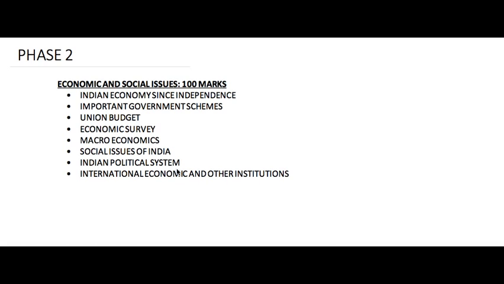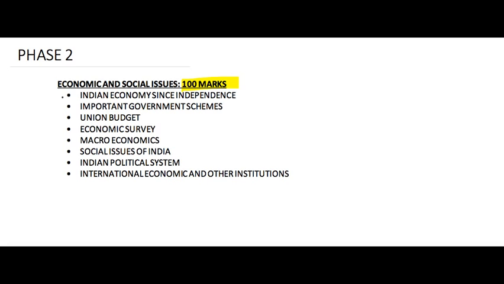Let's come to phase 2 now. In phase 2, the first paper is economic and social issues. It carries 100 marks. The number of questions vary year to year. In 2015, there were 5 markers, 2 markers as well as 1 markers, whereas in 2016 there were only 2 markers and 1 markers. So we don't know if RBI might change it next year as well.